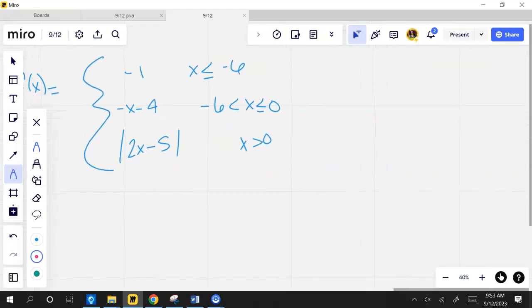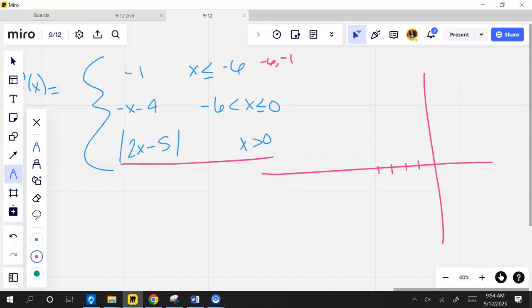Again, everything's just a plug-in until I get to this last one, and then I got to think about some things, right? -6, -1. No matter what I plug in for x, I'm getting -1 back out. It doesn't matter. So -6, -1. If you want to do an easy one, -7, it's -1 again. You know that it goes off forever like this.